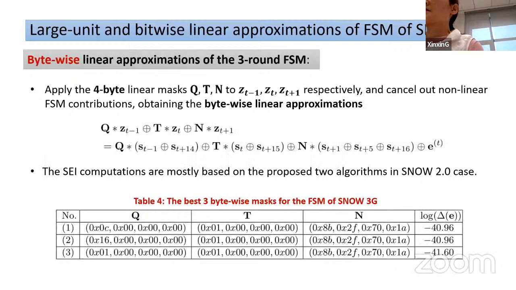For building the large unit approximations, the general procedure is similar to that for building the bitwise ones, and the SEI computations are mostly similar to those in the SnowB case. Table 4 shows the best 3 large unit mask tuples we obtained for 3-round FSM of Snow3G.